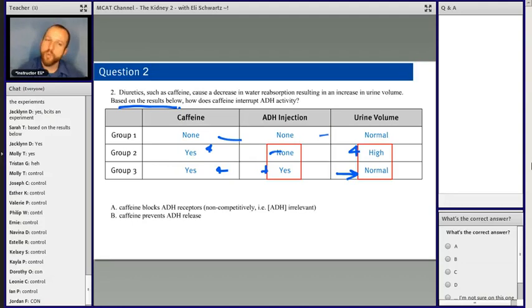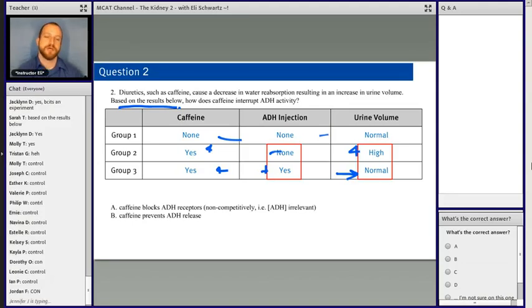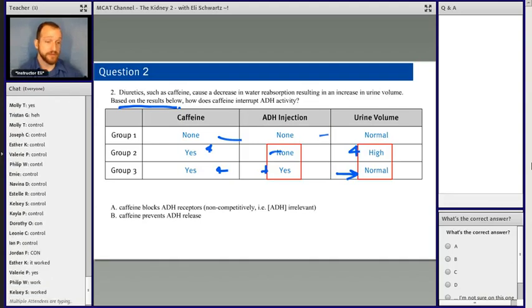Okay, so group 1 is the original control. Group 2 is sort of the caffeine control, if you want to think of it that way. And then group 3 is our actual experiment group. And it looks like, well, help me out. Did the ADH injection work or not work? Just to be clear. Worked. Yeah, absolutely.